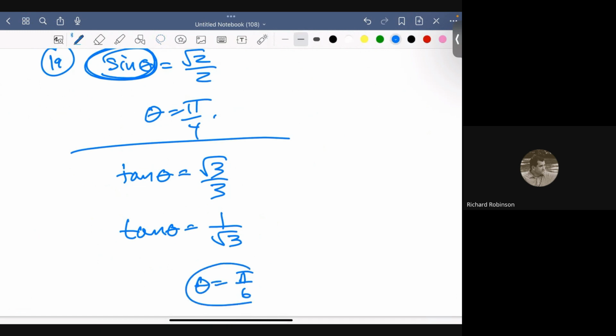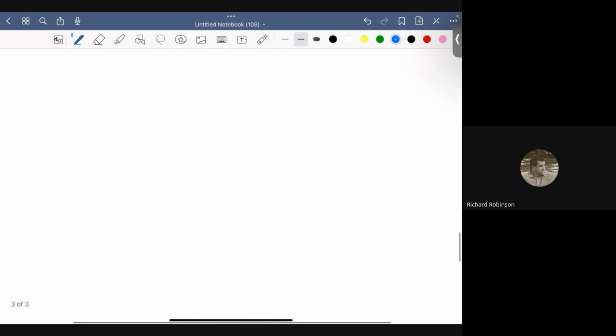And if that doesn't make sense, you try it with pi over 6, you try it with pi over 4, you try it with pi over 3 and see which one works, because it's got to be one of the ones on your hand. So just try until you get the one that works. Find an angle.